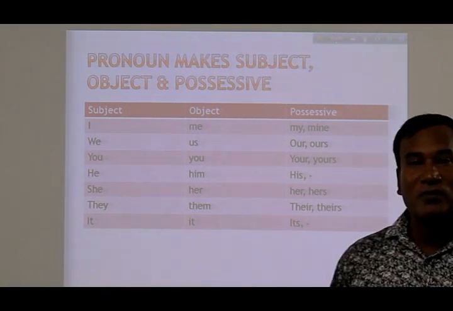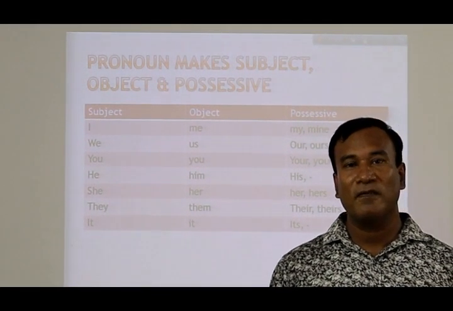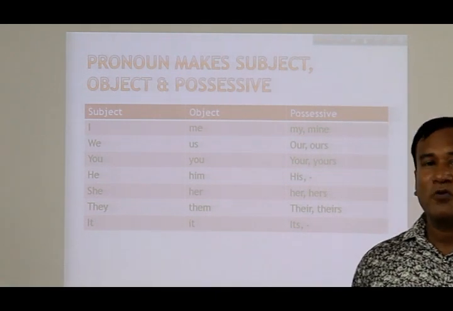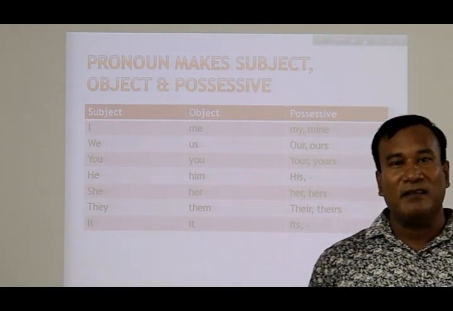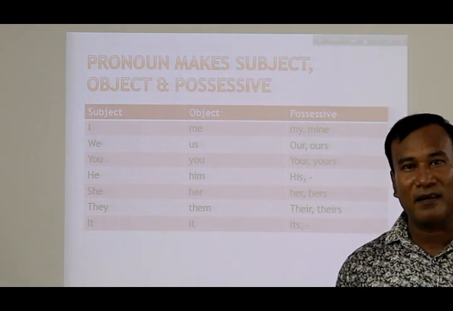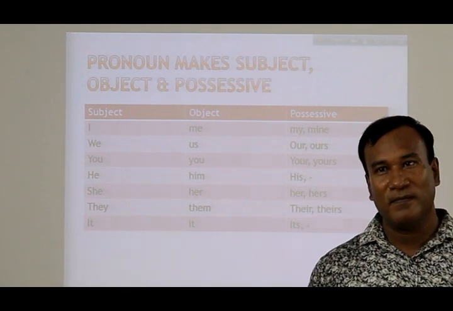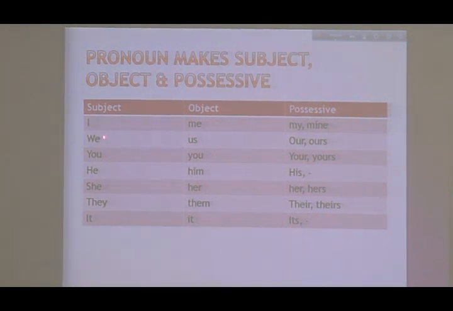So, subject is used at the beginning of a sentence, and object is used after verb. For example, I go to school. I is a pronoun, it is subject. But they invited me. Me here in this sentence is an object. I have lost my pen. My pen is the possessive. Okay. Similarly, we can make sentences like this. We are happy. We, subject. They have invited us. Us, object. We love our country. Our country, possessive.